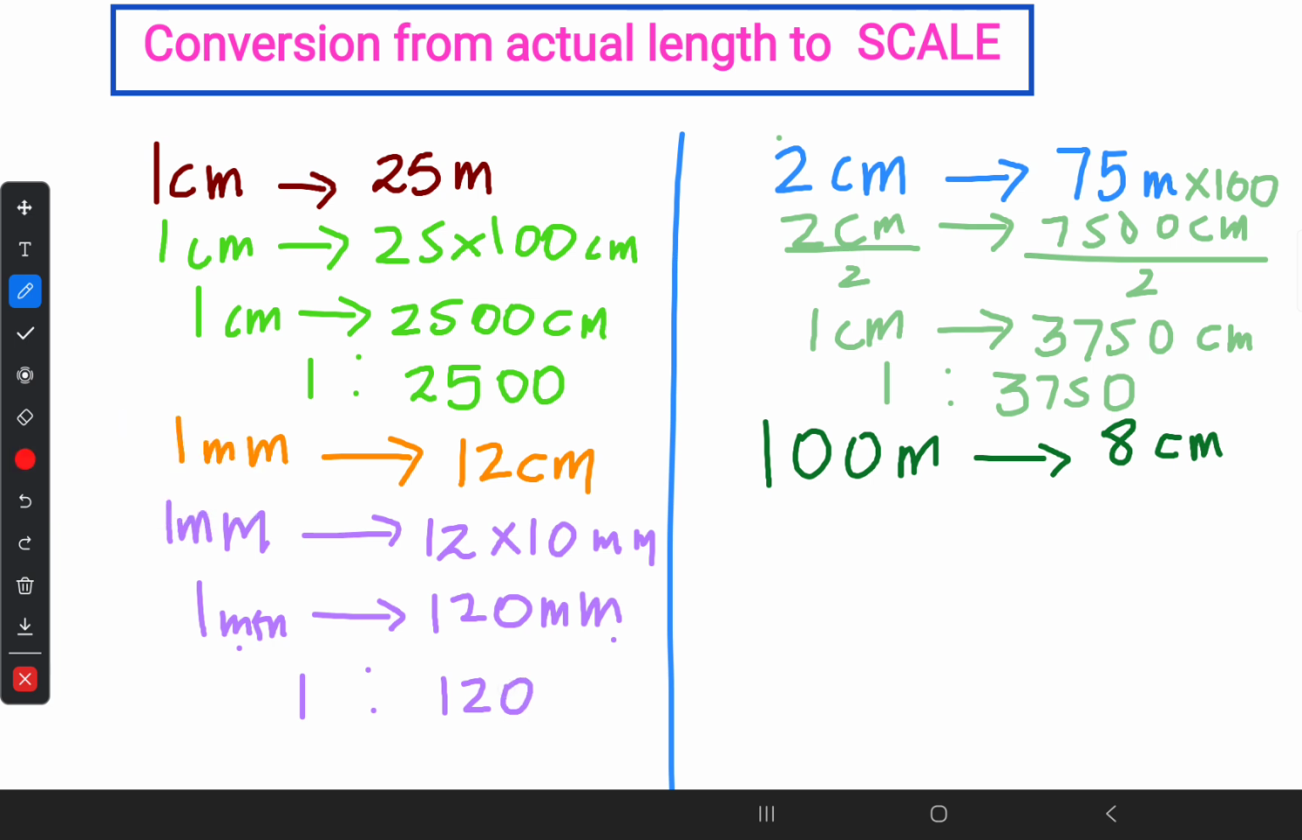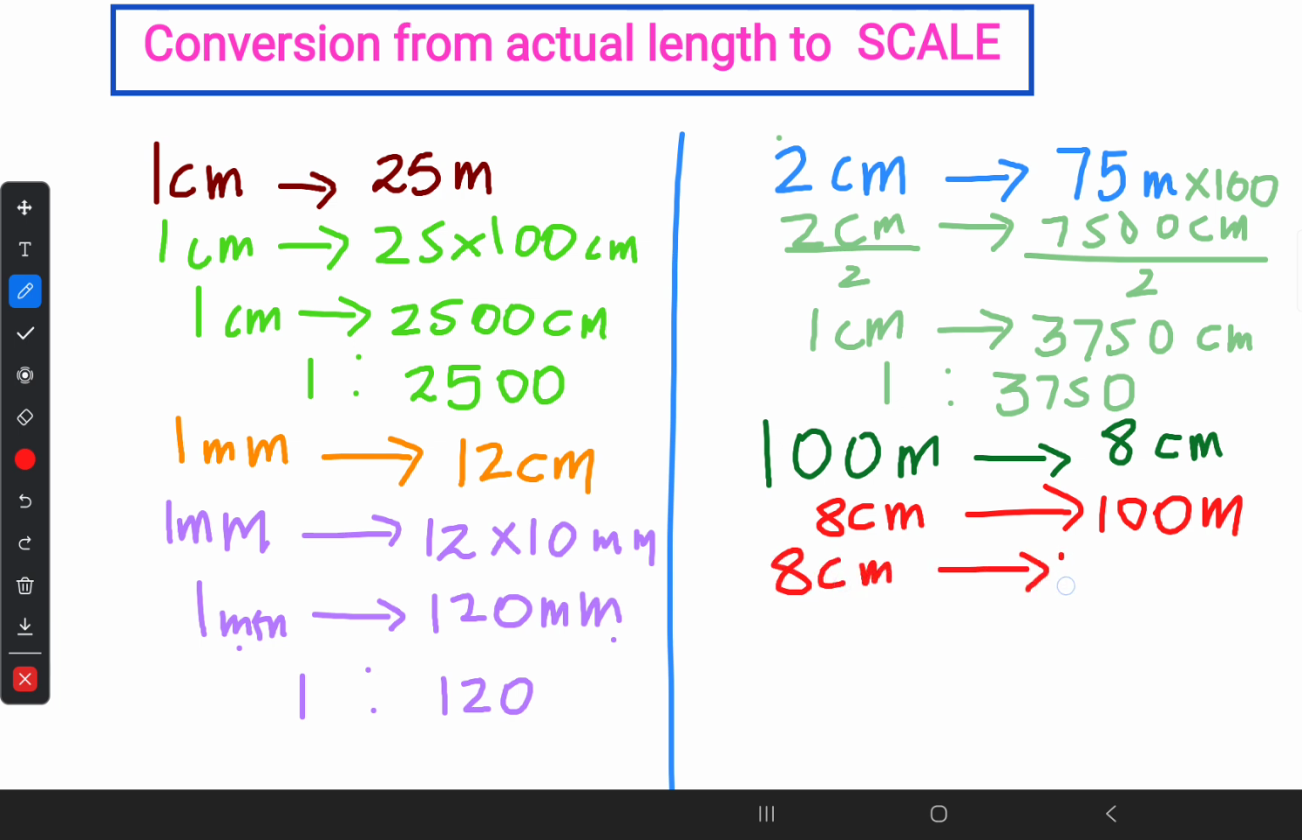And one last question, this one, 100 and this much. So it's a little hard to convert meter to centimeter. So for that I will write like this. I am not changing any values, anything else. Just writing 8 centimeter on the left hand side, the lesser value, and 100 meters, the larger value, on the right hand side. 8 centimeter. Let's keep it.